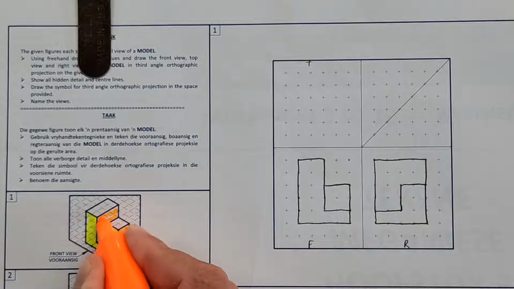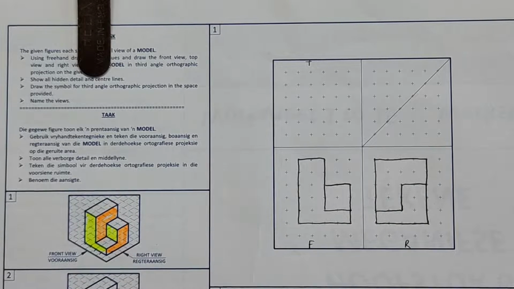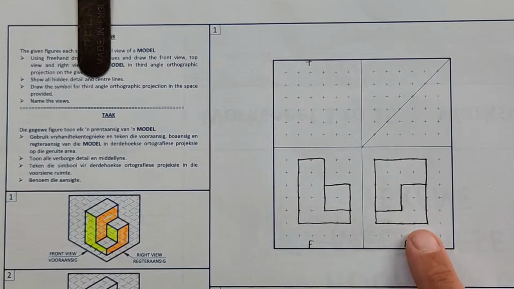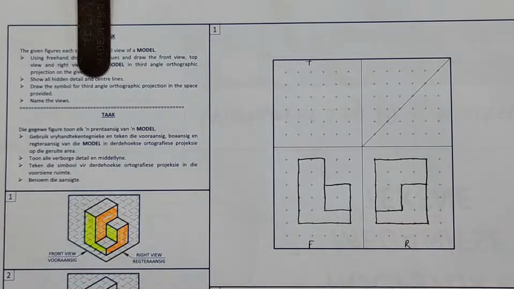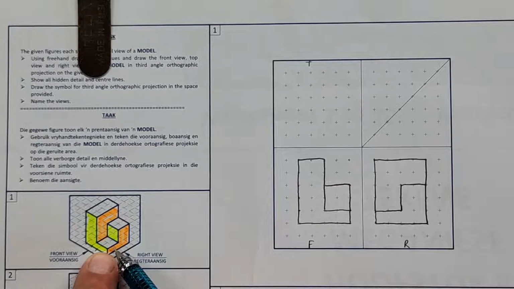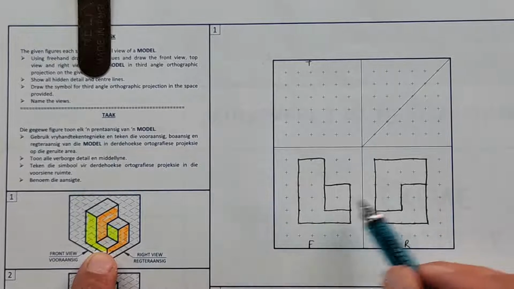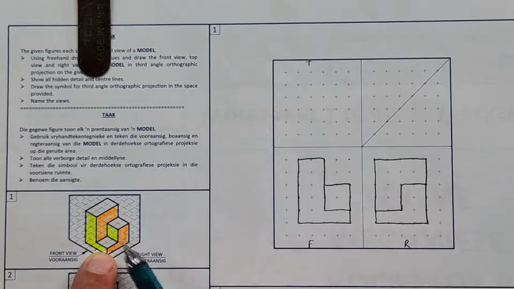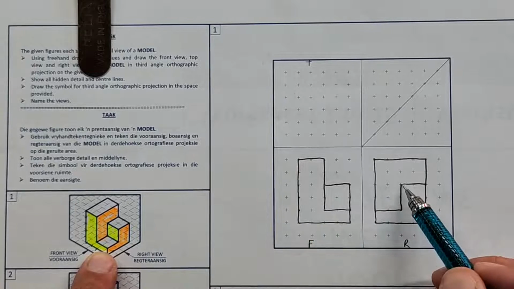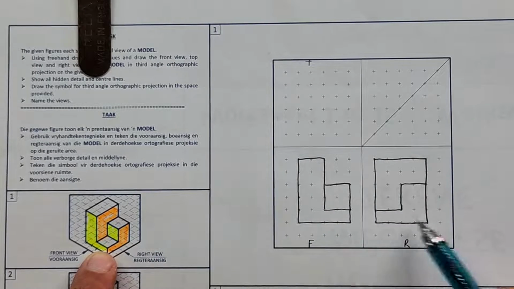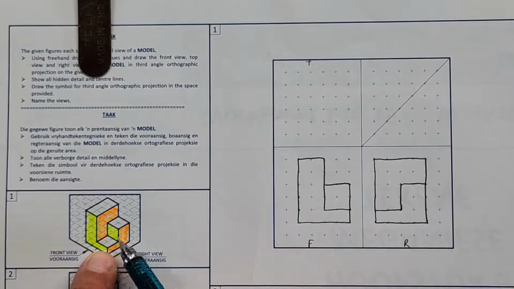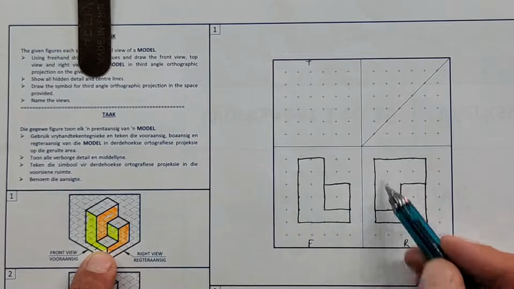So you double check, is the right view that I see here the right view that I've drawn here? A line here means there is a corner. So if I look at that top, that line there means there's a corner. This line coming down means there's a corner. This one here means there's a corner. At the back we have a flat surface.